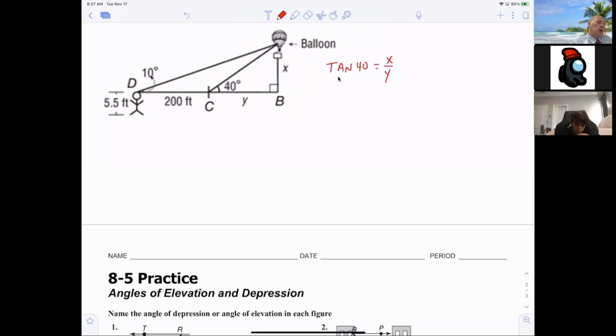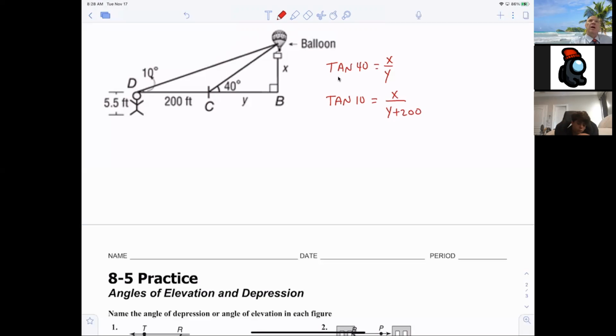Now, I want to look at the big triangle. Somebody write the big triangle for me. A relation. Tangent of 10 is equal to what? Yes, x over y plus 200. All right, I'm happy with that. Does everybody agree?